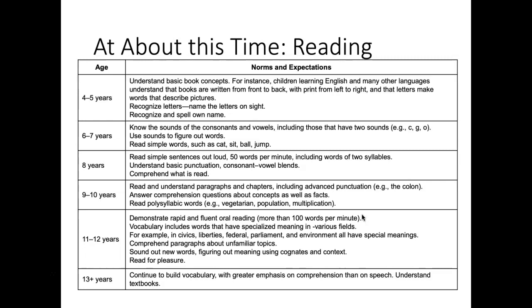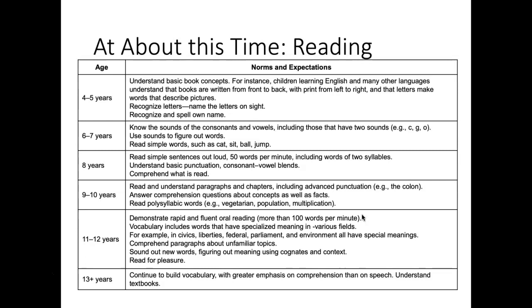By 9 to 10 years old, they can read and understand paragraphs and chapters, including advanced punctuation like the colon. They can also answer comprehension questions about concepts as well as facts. Children by 9 to 10 years old can read polysyllabic words like vegetarian and population and multiplication.